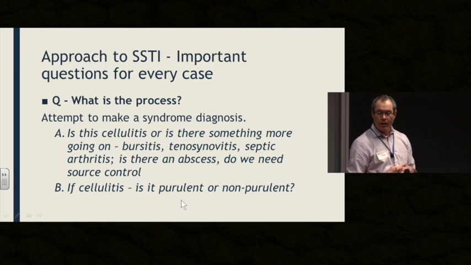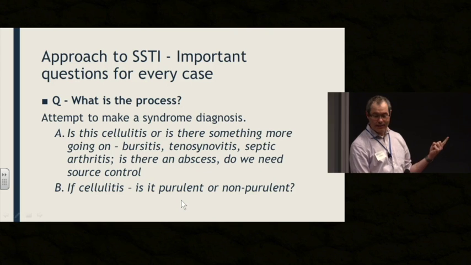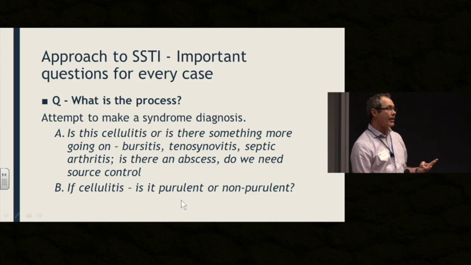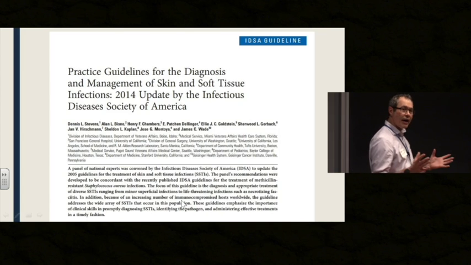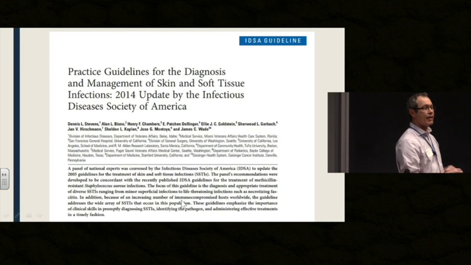So, a red leg isn't always just cellulitis. Sometimes there's deeper, more complex problems. But if you think it's cellulitis, then the next question you ask, so we've asked, is it an infection? And then we've asked, is there some other kind of infection? And then if it's just cellulitis, now we ask, is it purulent or non-purulent? And so that's the new approach to how to approach cellulitis these days.